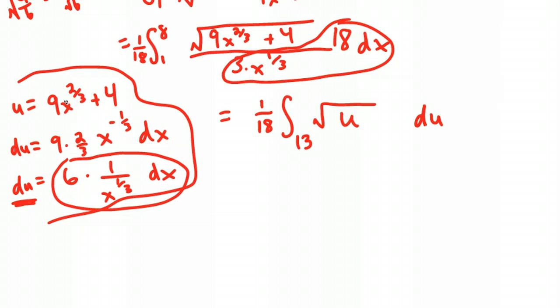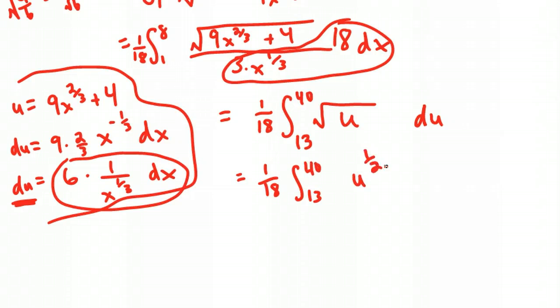Okay, now when x is 8, what is u? Well, if we take 8 to the 2/3 power, take the cube root, which is 2, and then square it, it gives you 4. 4 times 9 is 36, and 36 plus 4 is 40. Okay, so what we want to do is integrate from 13 to 40 the square root of u.